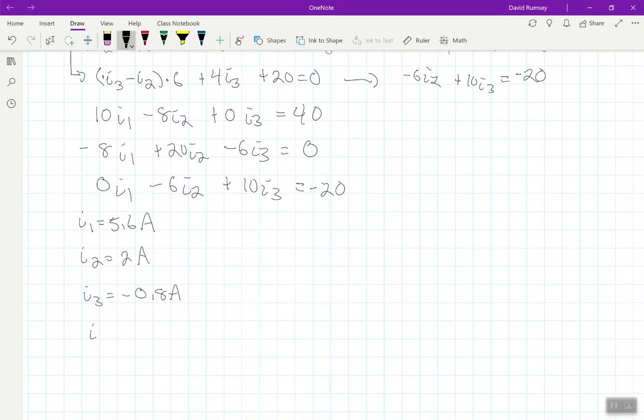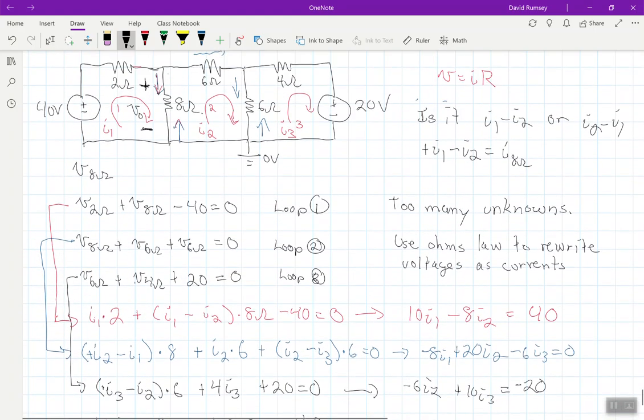So the current through the 8 ohm resistor is equal to 5.6 amps minus 2 amps, which would be 3.6 amps. And so then the voltage on the output is 3.6 amps times that 8 ohm resistor, which if we do that, use my calculator again here to make sure I don't make a silly algebraic mistake, we get 28.8 volts as the voltage across that resistor, V out.